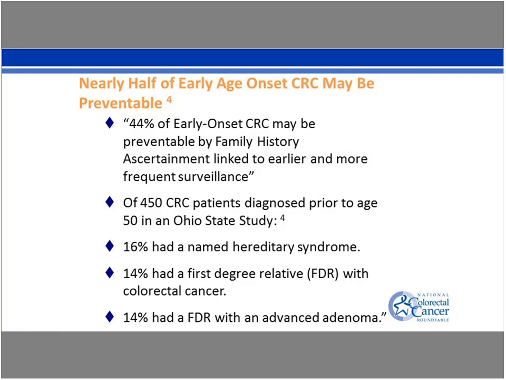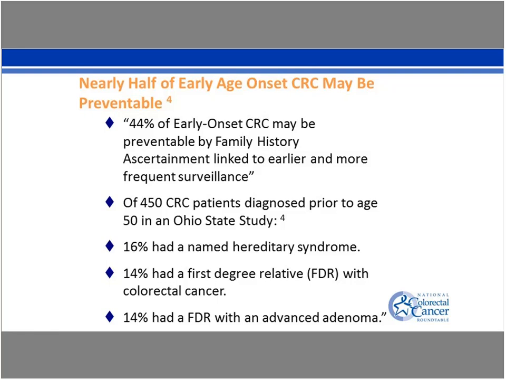So a significant percentage of cases could be prevented, again, by diligent cancer family health history ascertainment. The article also was very enlightening in that it focused attention on the significance of first-degree relative advanced adenoma history. So this is another important arena and opportunity for all of us to pay attention to, and it obviously is something that probably most patients and families are not aware of.